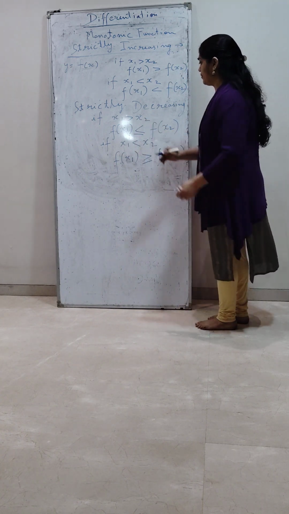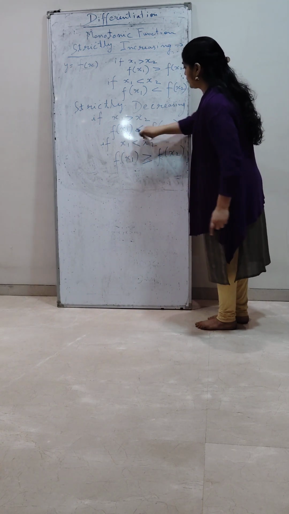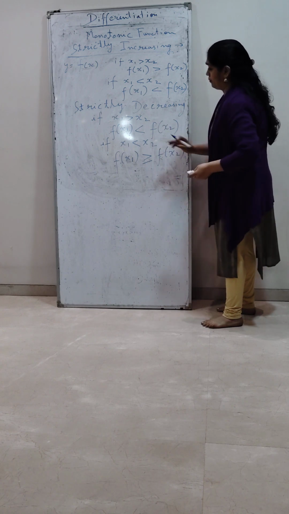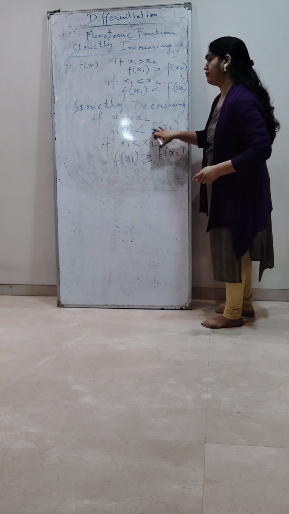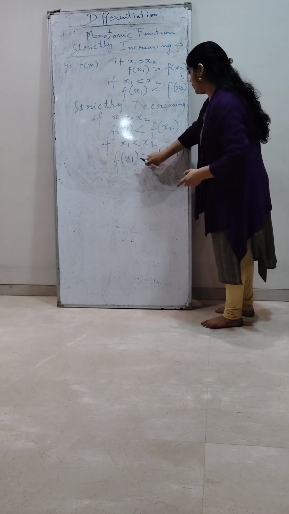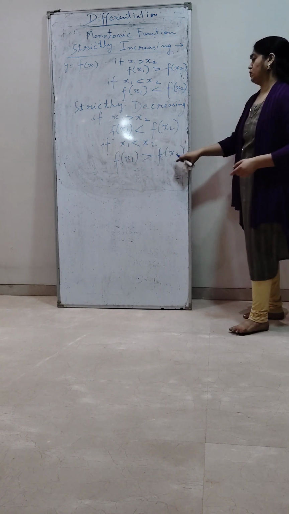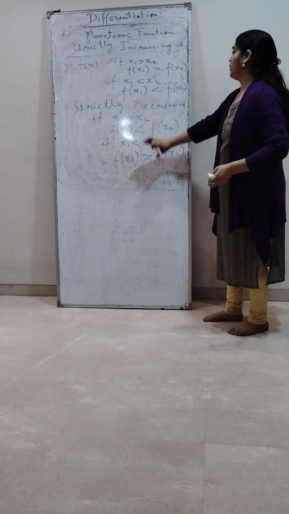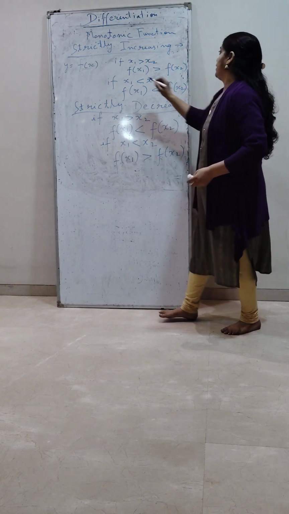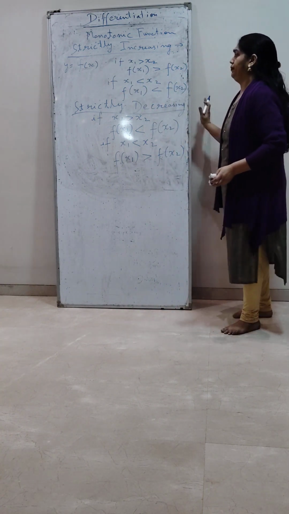If x1 is greater than x2, then f(x1) is only less than f(x2). No possibility of equal to. If x1 is less than x2, then f(x1) is greater than f(x2). No possibility of equality. The equal sign is removed. So this is strictly decreasing and this is strictly increasing.